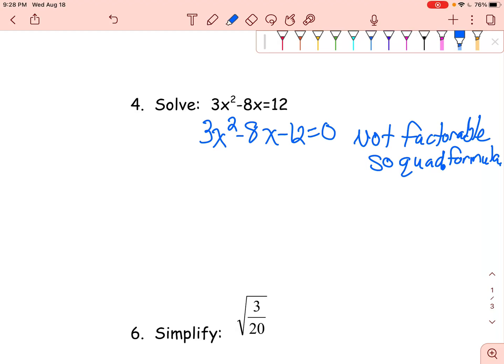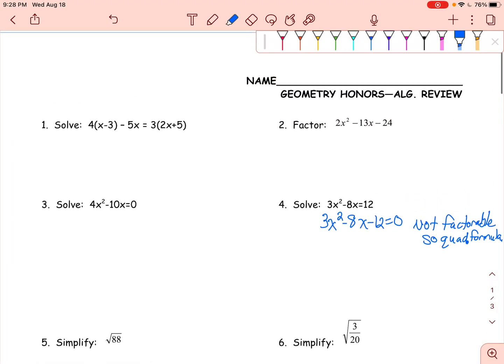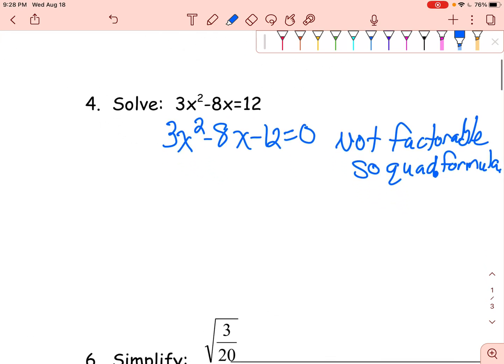So taking a look at number 4, and this one is on the additional algebra review that I posted, you can see it's a quadratic, and as soon as you know it's a quadratic, you want it to be set equal to 0. That way you can try to see if you can factor it. This one unfortunately ends up being not factorable, but because it's a quadratic, we don't stop just because it's not factorable. We can actually plug it into the quadratic formula.